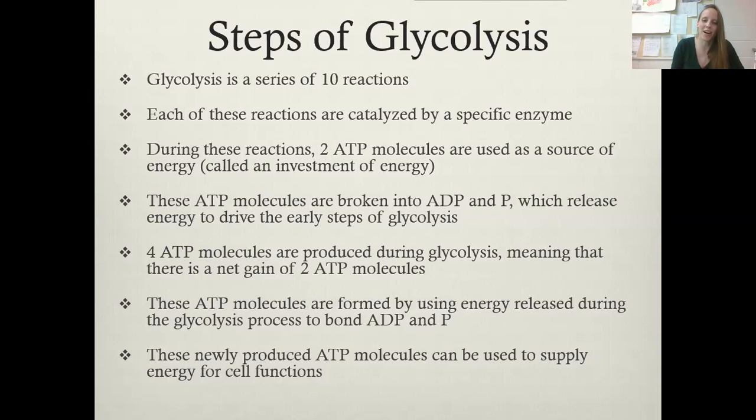So these ATP are, of course, made by bonding a phosphate to an ADP. That's how we always make ATP. And then those ATP are going to be used to power cell functions.